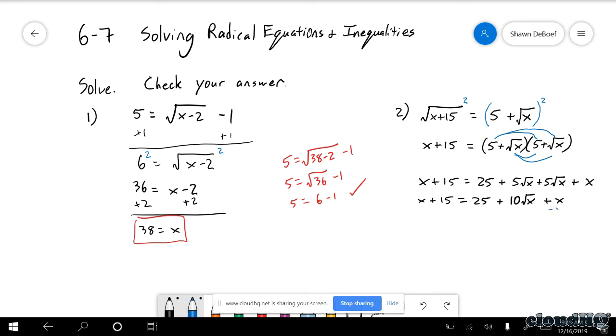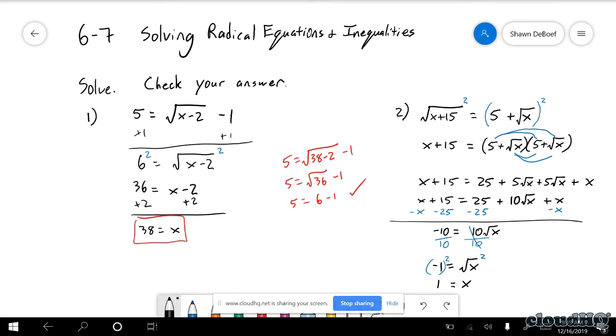Now I want to subtract x from both sides. And I'm going to subtract this 25 over, because I'm ultimately wanting to isolate that square root. This brings me to this point. You can now divide by 10. So negative 1 equals the square root of x. Then I would square, and I have to square that entire negative 1, which becomes positive 1. So x equals 1.